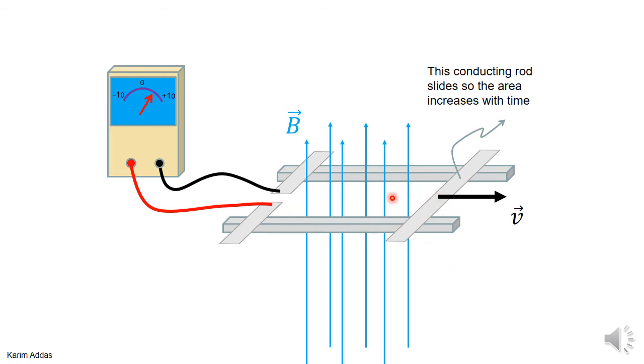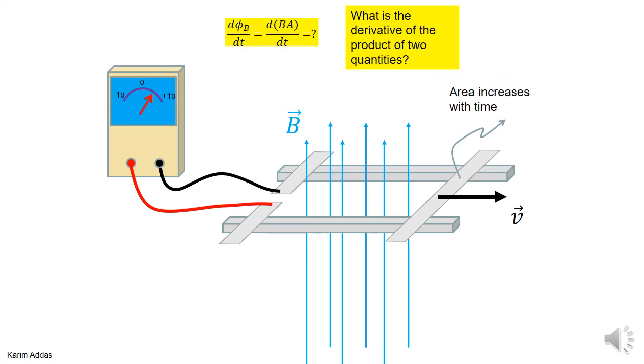The magnetic field value stays the same, but actually it doesn't have to stay the same. We're going to take the general case where the magnetic field can change with time and the area changes with time. So what in general is the derivative of B times A?